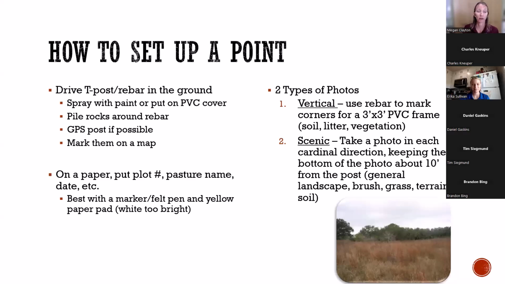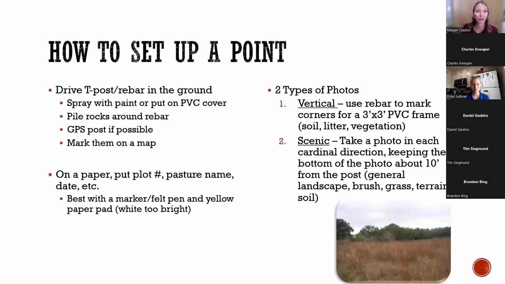So there's two types of photos that you're going to be taking: a vertical photo up and down, right on the ground, and a scenic photo. So a vertical photo, you might put a couple of rebar in the ground, and that way there's a permanent location. But I like to just buy PVC pipe and buy some right corners to put in the corners of that to create a 3 by 3 foot frame.